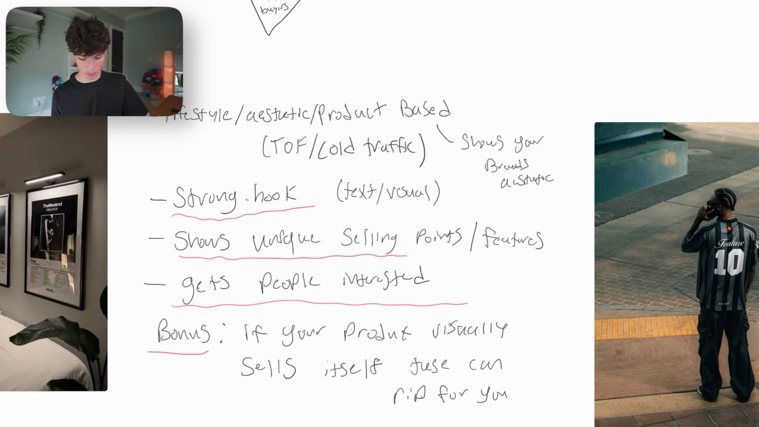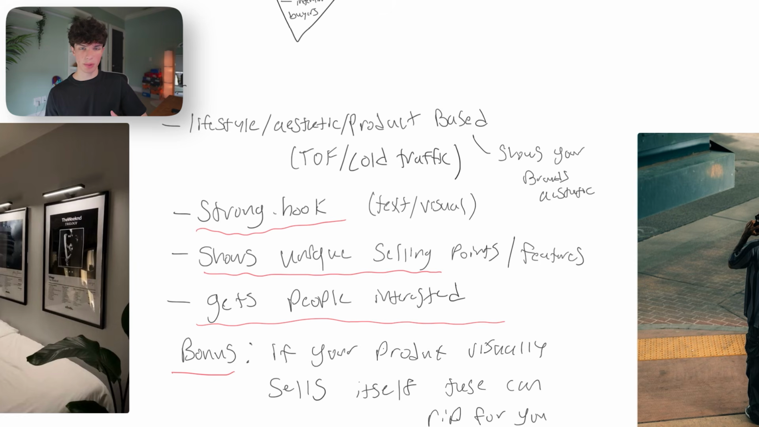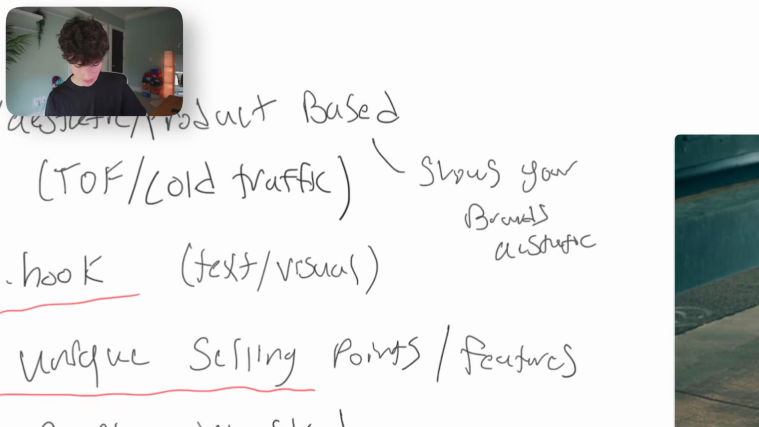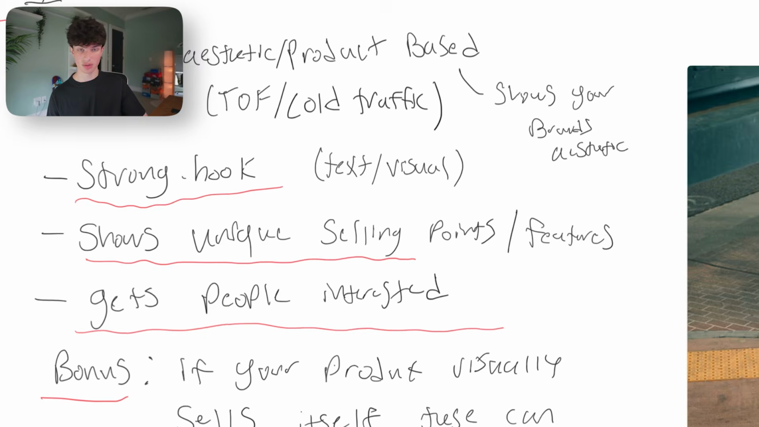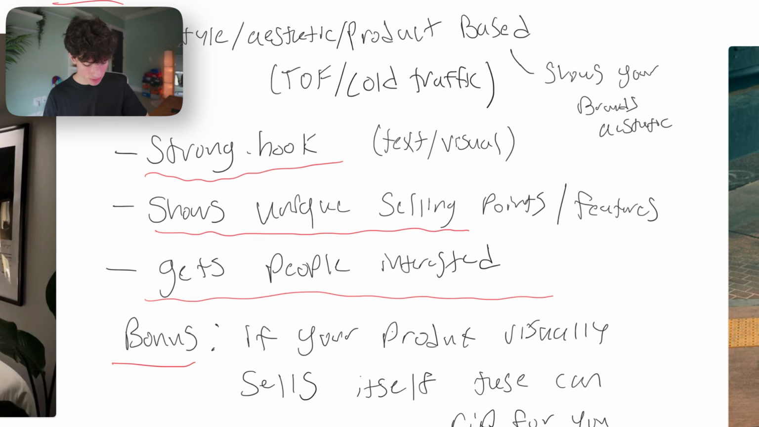All right, so number 1, we have a lifestyle and aesthetic product based video. This is a very top of funnel style. It's meant for cold traffic, and it's optimized to bring new people to start being interested in your brand. A lot of the time, these lifestyle and aesthetic videos show the brand's aesthetic and just what you guys are about. Usually it has a really strong hook, maybe a text or a visual of some sort. It shows your unique selling points and features and benefits like we talked about at the top.